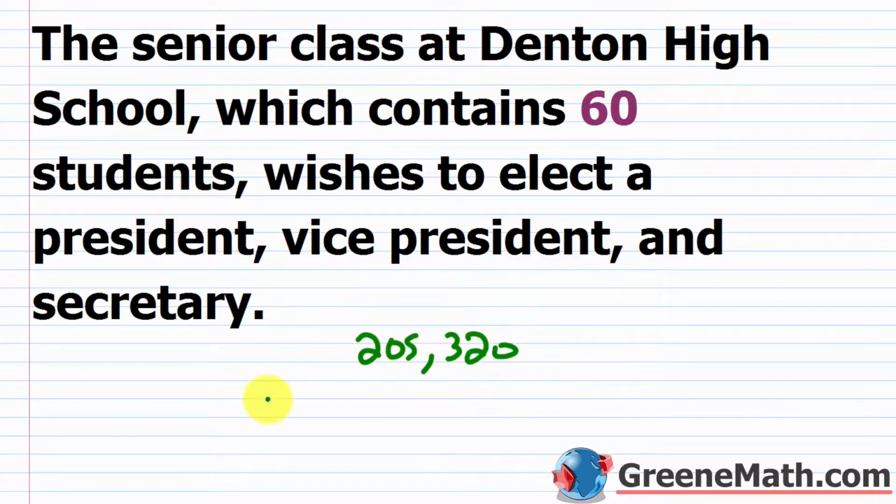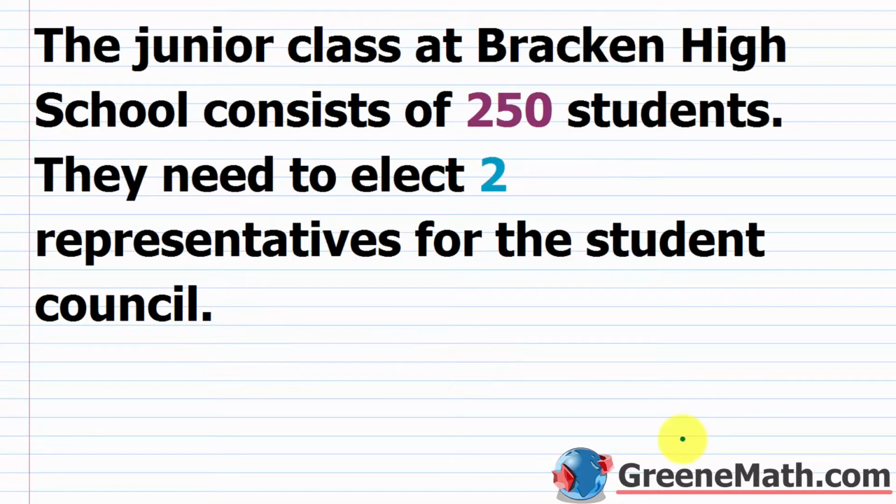205,320. And again, if you want to use the proper notation there, you've got this P, and then you've got the first number, that's 60, and then comma 3. Okay, so this is what this is equal to. Again, if you go on your calculator, it's the nPr key. Okay, let's look at another example.